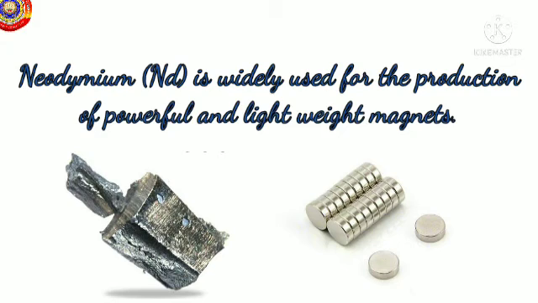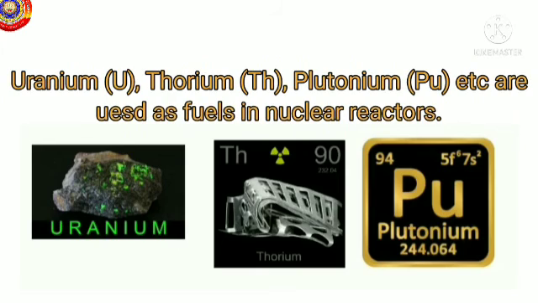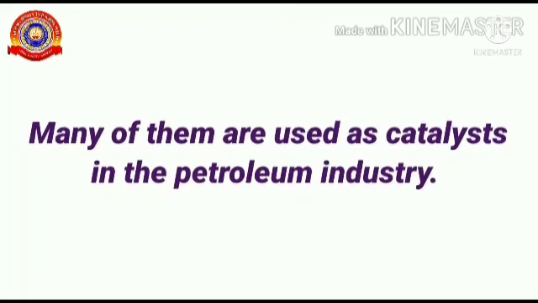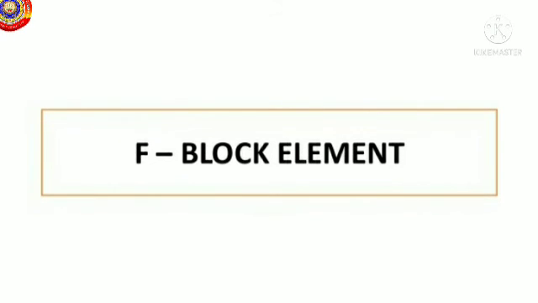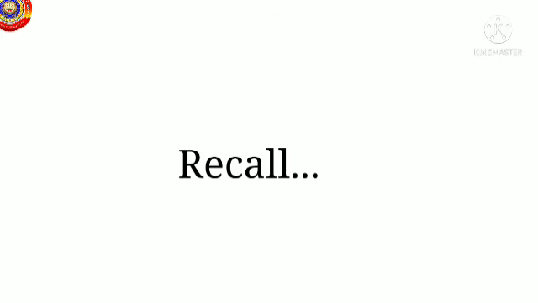Have you heard of the element neodymium? Neodymium is an element present in the lanthanide series of the F block. It is widely used for the production of powerful and lightweight magnets. Elements like uranium, thorium, plutonium, etc. are used as fuels in nuclear reactors, and many of the elements in the F block are used as catalysts in the petroleum industry. So that's all about the characteristics and uses of F block elements.